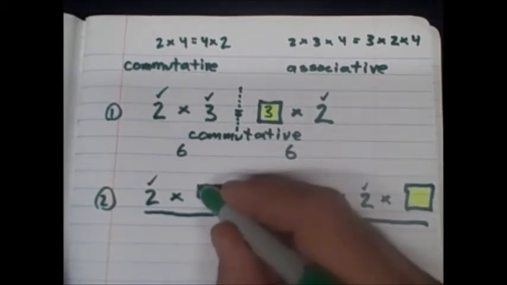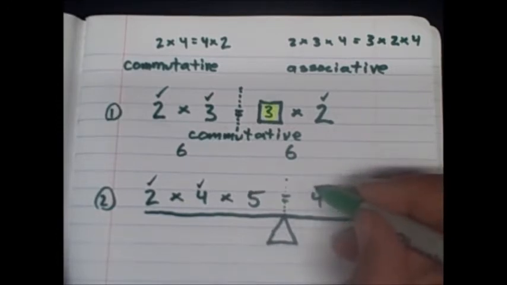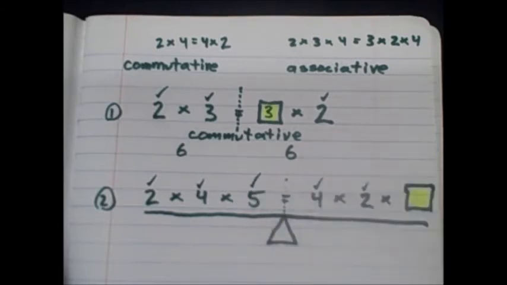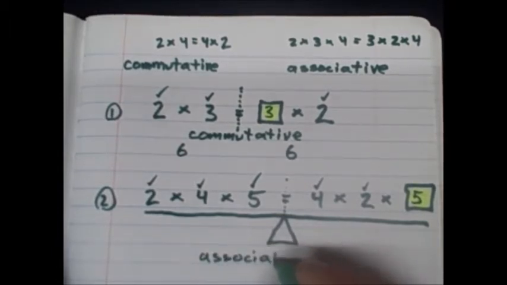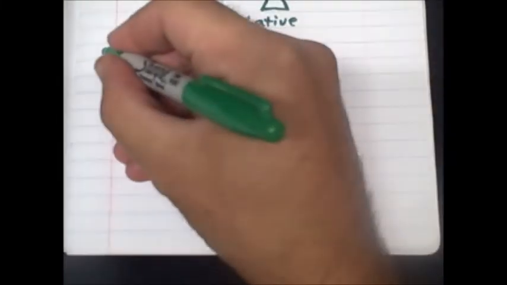I have a 4 over here on the left. Where's my match on the other side? There's the 4. Over here I have the 5. Where's my match for the 5? Uh-oh, I don't see it. So clearly 5 would be the missing number. And this is an example of the associative property of multiplication. Now we're going to dig a little deeper into the associative property of multiplication.